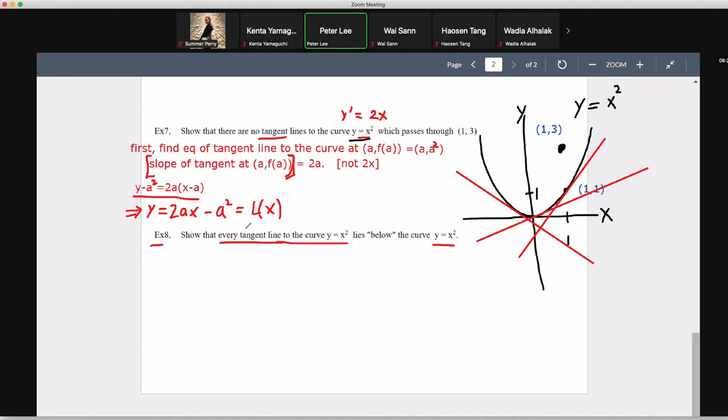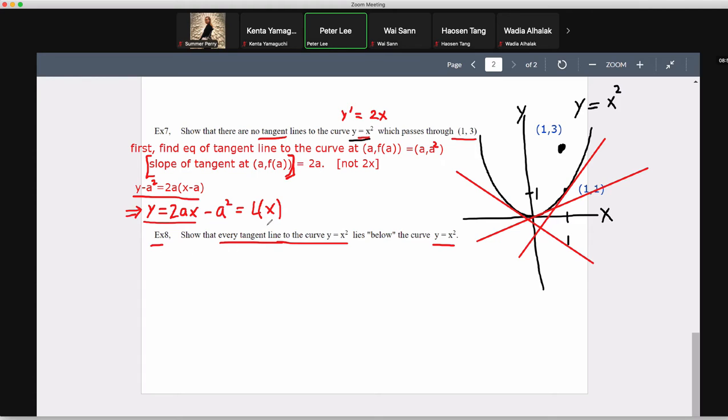Now, for example 7, what do we do? We substitute the point (1, 3) in here, x and y. Now, there's a solution file right next to this, which is a solution to example 7. So I'm not going to finish here, and I'll talk about that. And then now let's look at example 8.